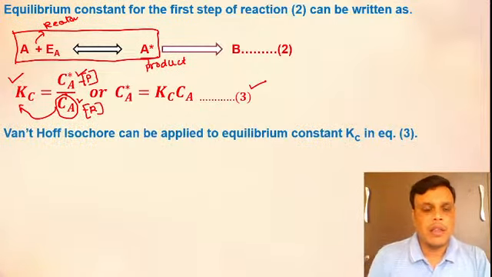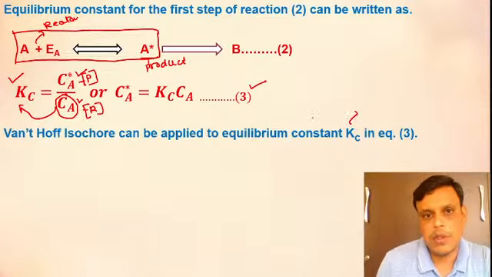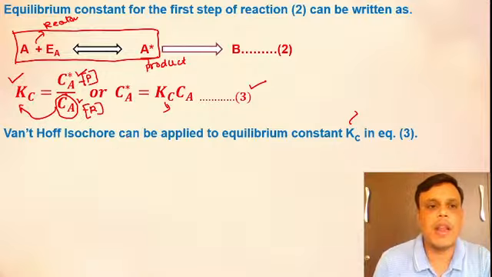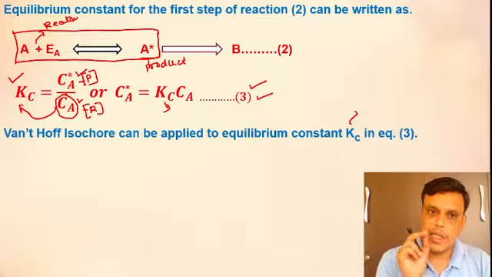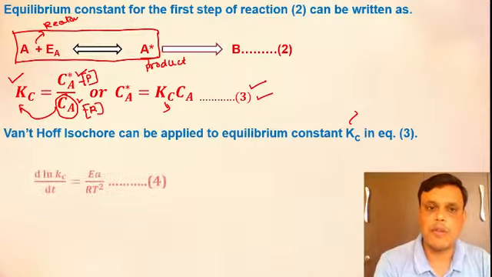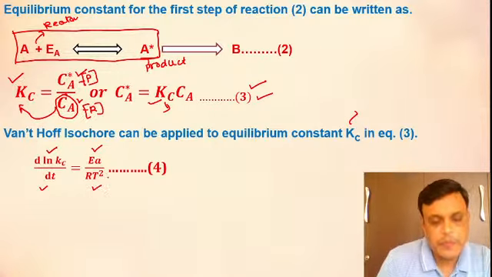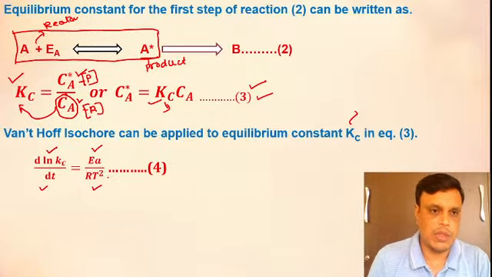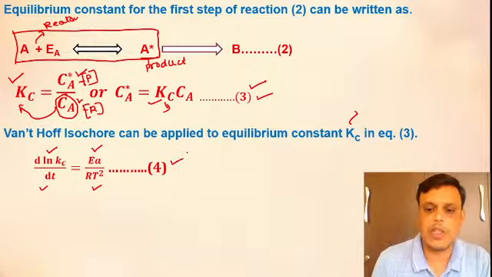Now we will apply the van't Hoff isochore to the equilibrium constant from equation number 3. To this Kc we will apply the van't Hoff isochore, and after applying it you will get d ln Kc by dT is equal to Ea by RT square. This is our equation number 4.